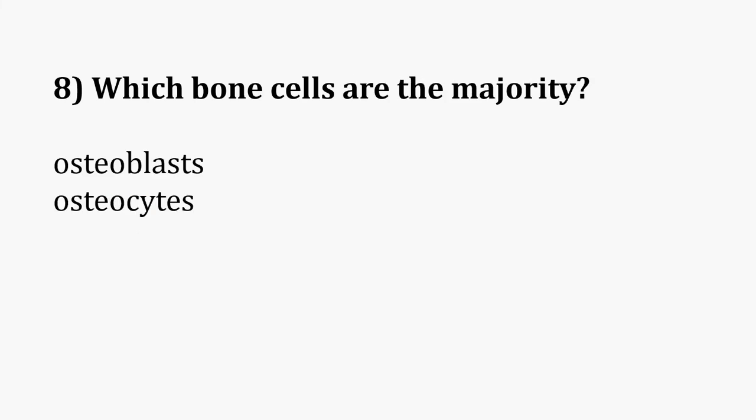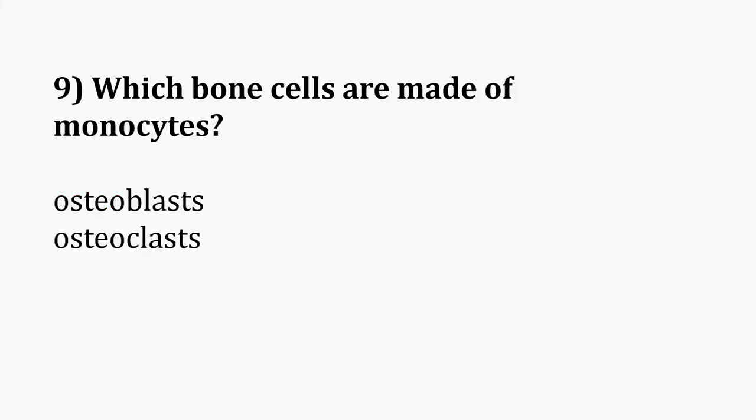Which bone cells do osteoblast turn into? Osteocytes. Which bone cells are the majority? Osteocytes. Which bone cells are made of monocytes? Osteoclast.